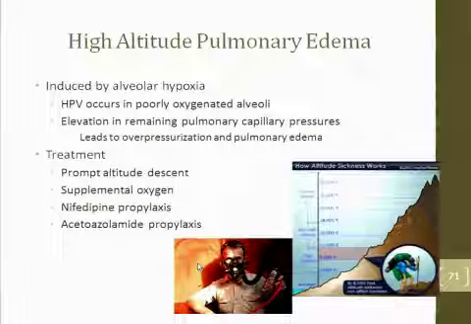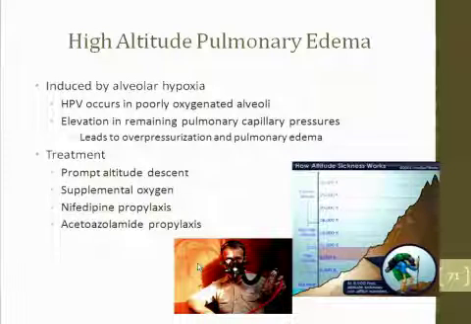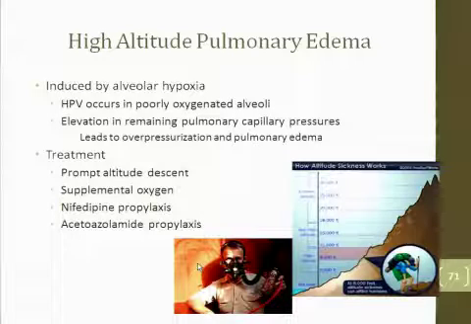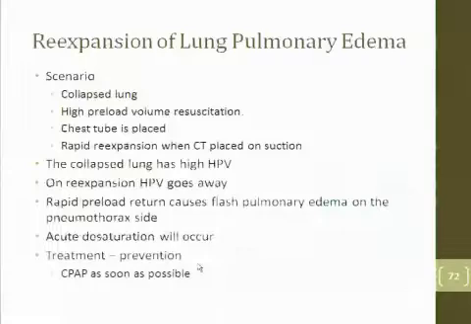Okay. Nifedipine, a calcium channel blocker, and acetazolamide, which is a carbonic anhydrase inhibitor, can also be a little bit prophylactic to decrease high altitude pulmonary edema development. Re-expansion pulmonary edema can follow a collapsed lung, high pressure volume resuscitation, or high preload volume resuscitation. Chest tube placement can also cause this problem, or rapid expansion when the chest tube is placed on suction.